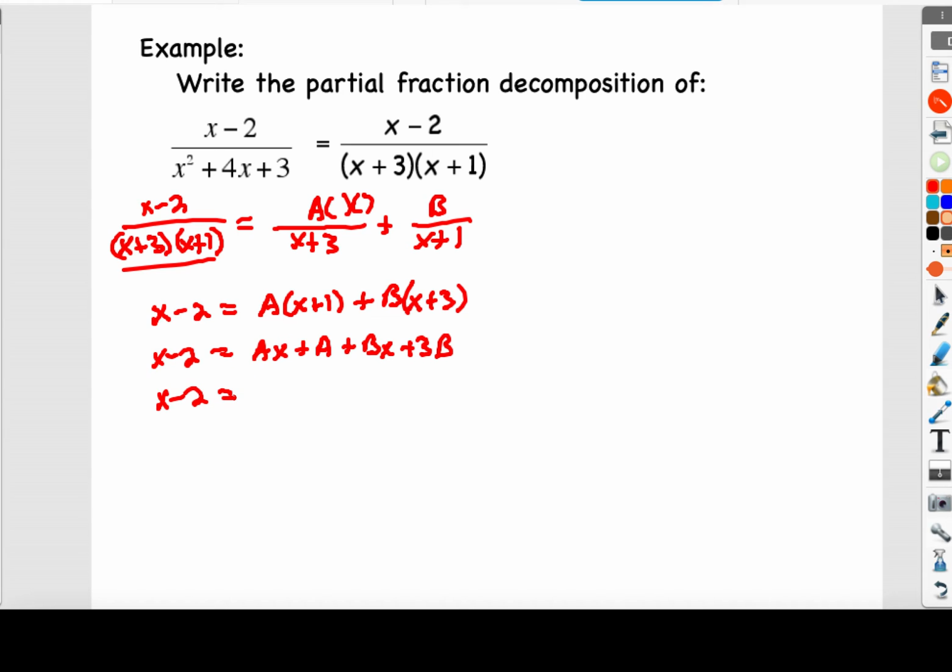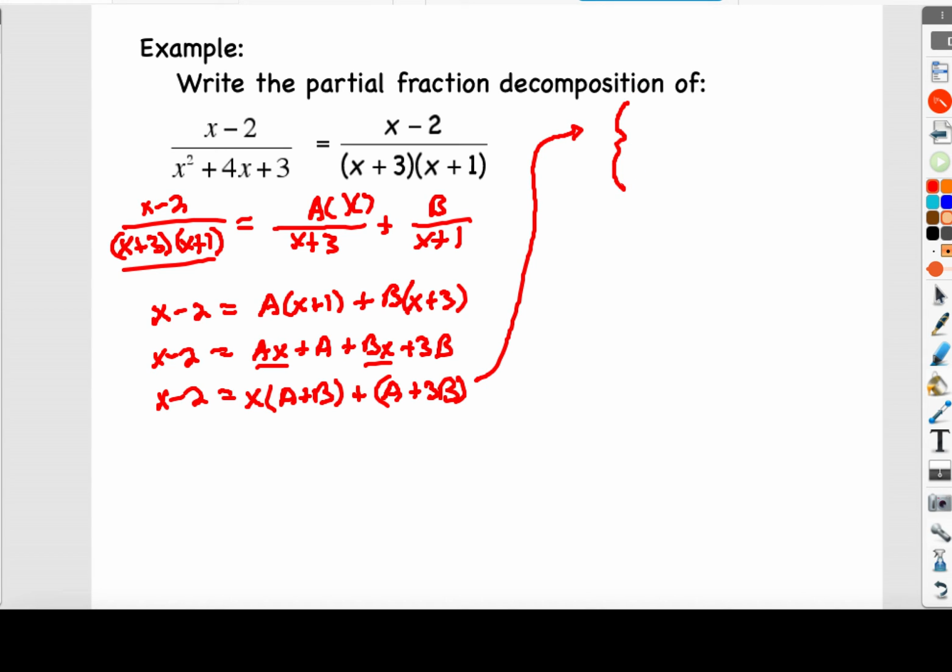I'm going to group the like terms. So Ax and Bx would really be x times (A plus B). And we've got an additional A plus 3B this time. All right, that's all constant. There's no x in any one of those. Well, in that case, I'm going to go up top here and set up my system.